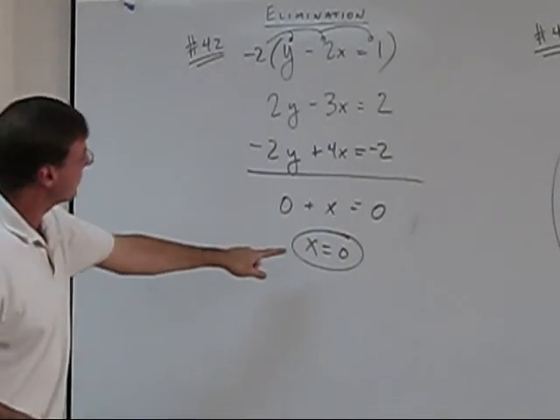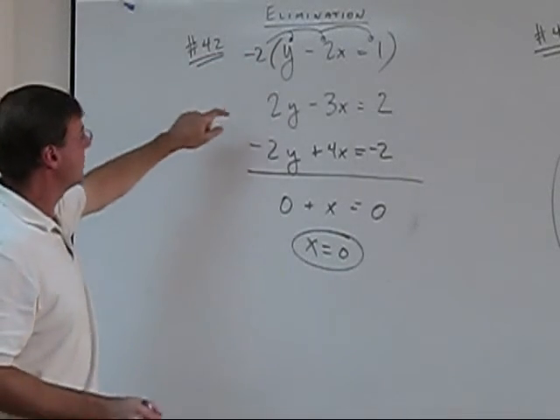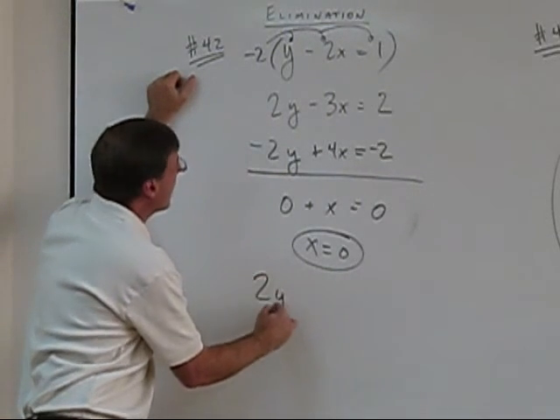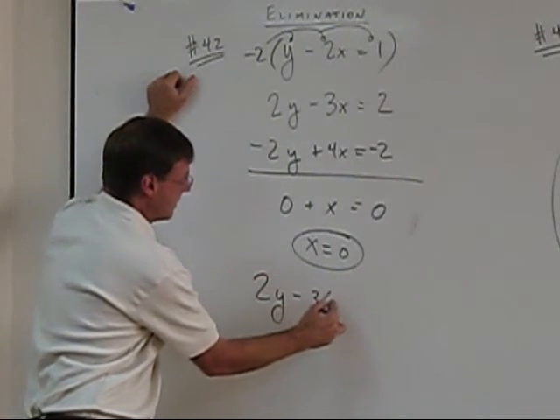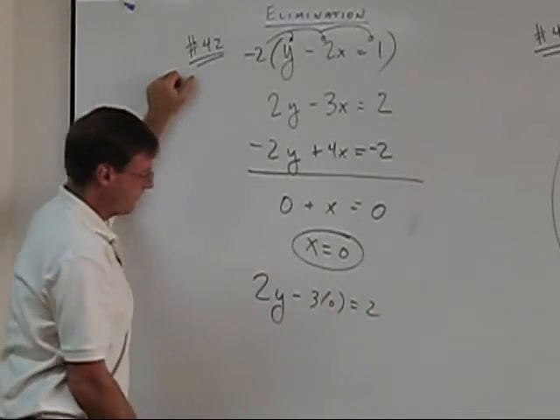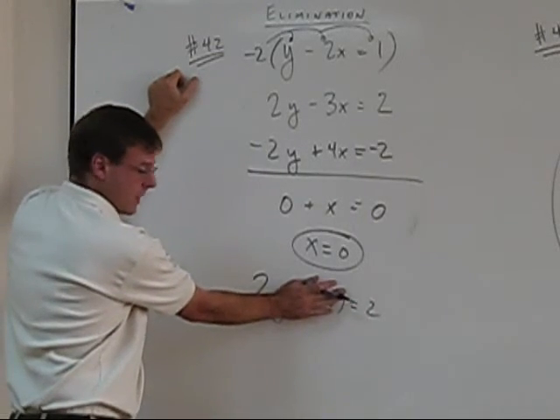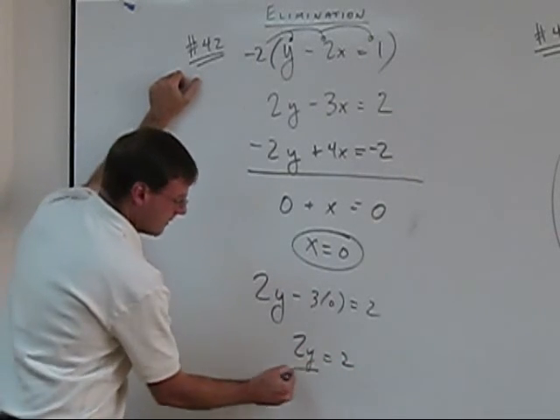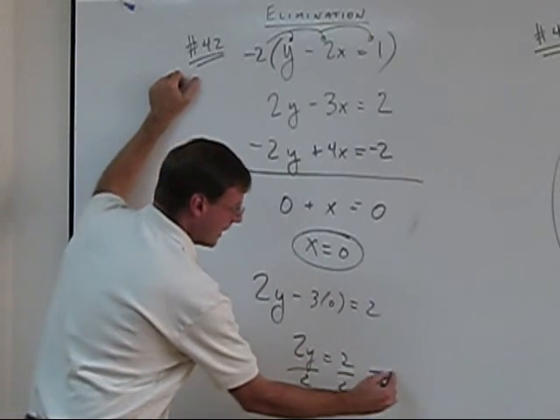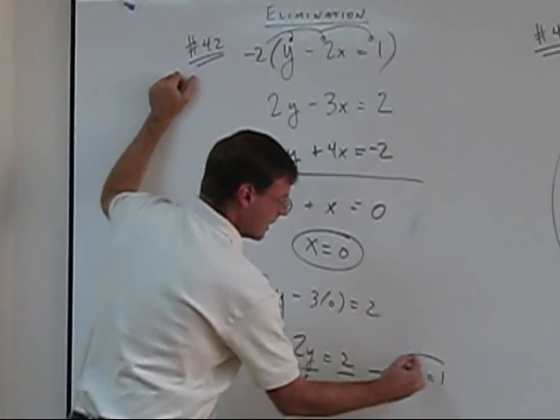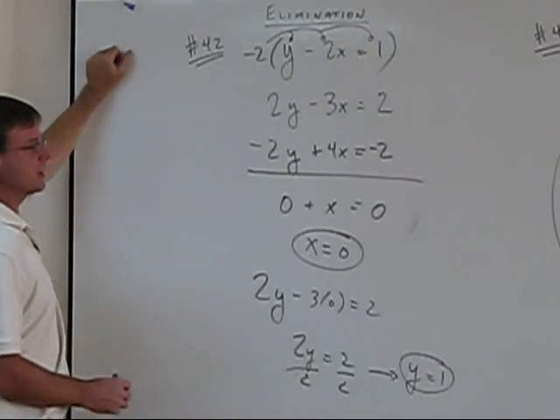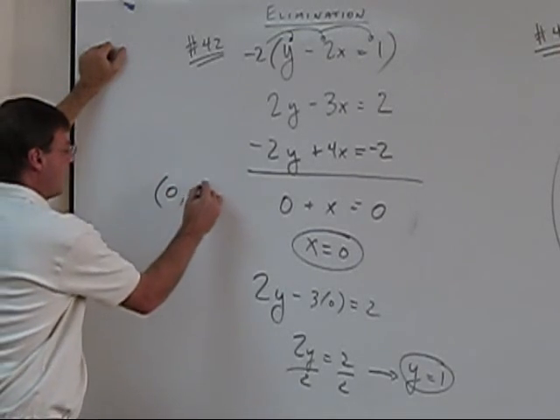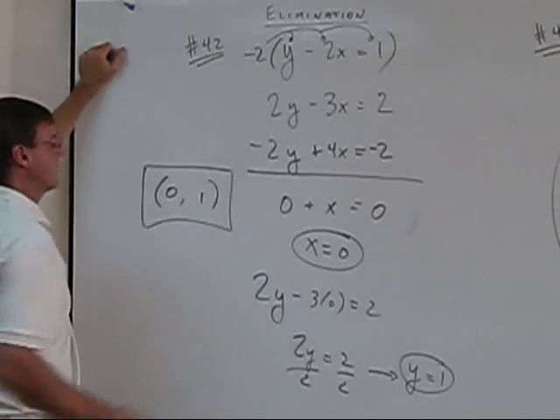Now I take that x equals 0 and I plug it back into these equations. If I plug it in here, I have 2y minus 3 times 0 equals 2. This vanishes, this goes away. And I have 2y equals 2. Divide by 2, and I get y equals 1. Okay, so my final answer is an ordered pair where x is 0 and y is 1, and that's the final answer.